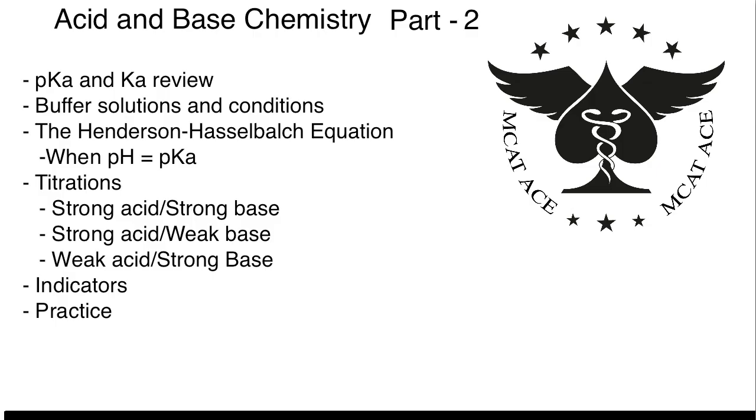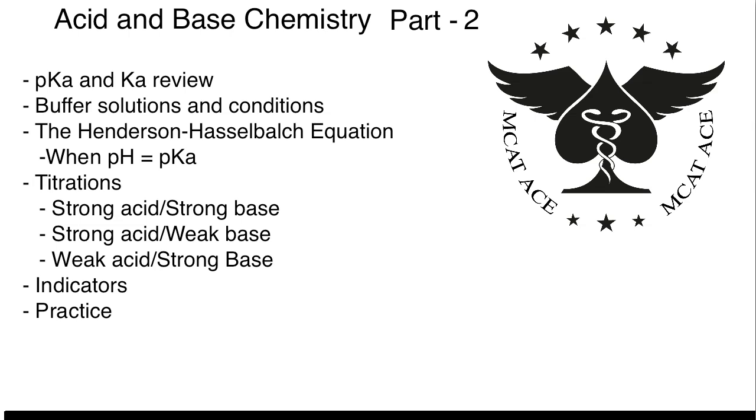We have pKa and Ka review. We discussed this in much more detail in part 1, so we'll just be doing a brief review of that at first because it's going to be important for some of the equations and titrations we look at in this upcoming part. We'll take a look at buffer solutions and conditions, briefly mentioning what a buffer is and why it's important to maintain high levels of acid and its conjugate. We will then take a detailed look at the Henderson-Hasselbalch equation.